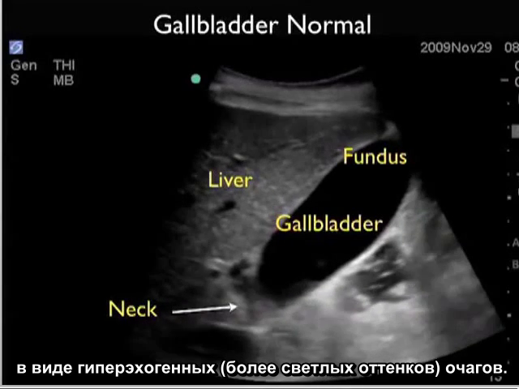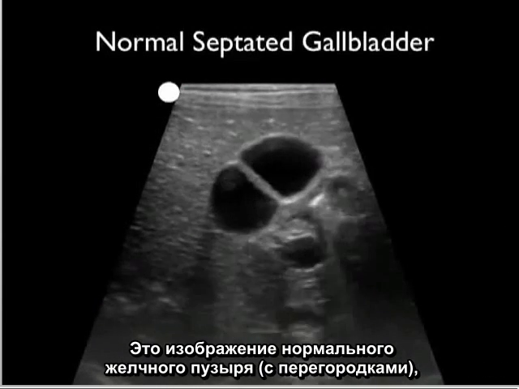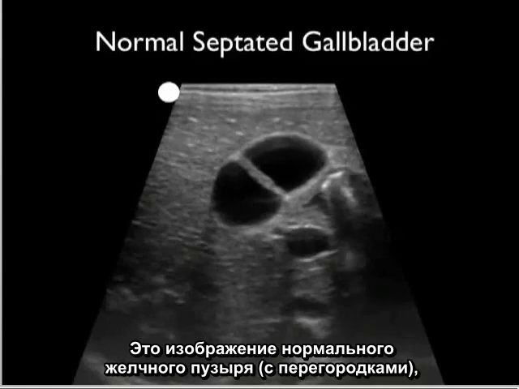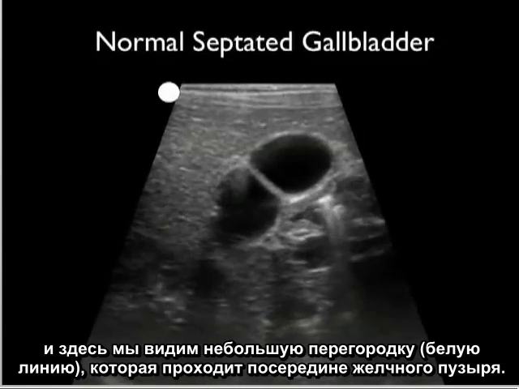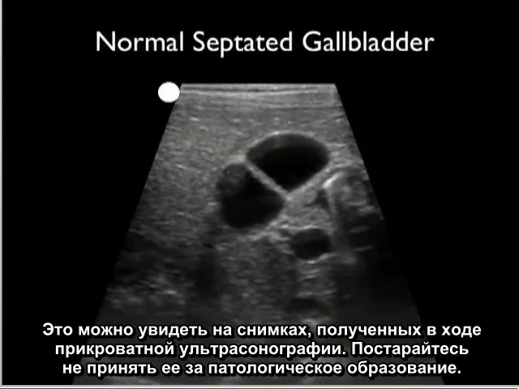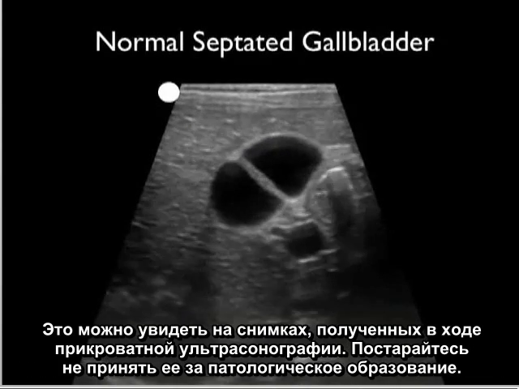Here's a normal variant known as a septated gallbladder, and we see a little septum, that little white line going through the middle of the gallbladder. This can be seen on bedside sonography and is not to be mistaken as pathology.